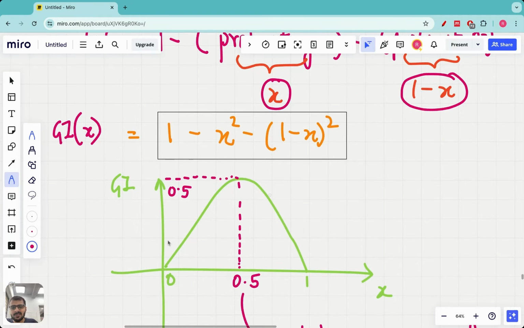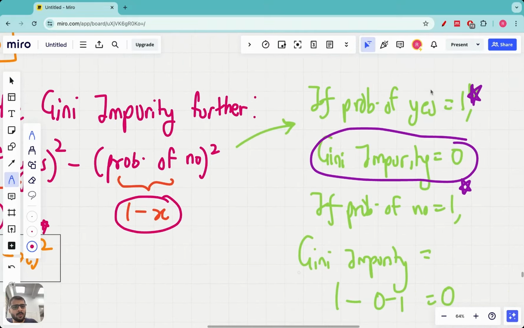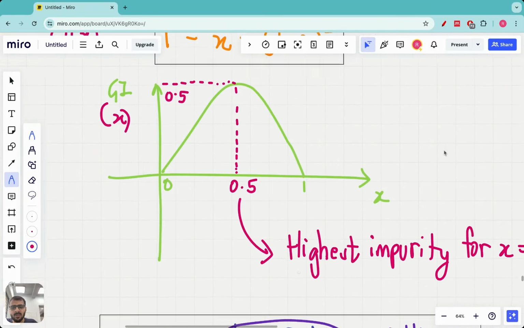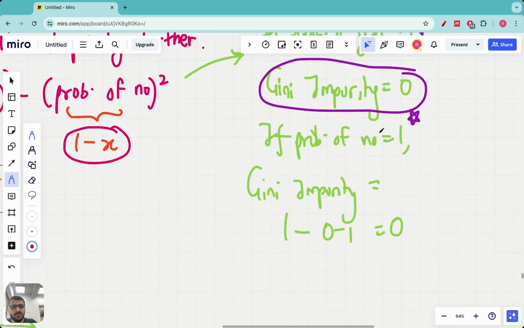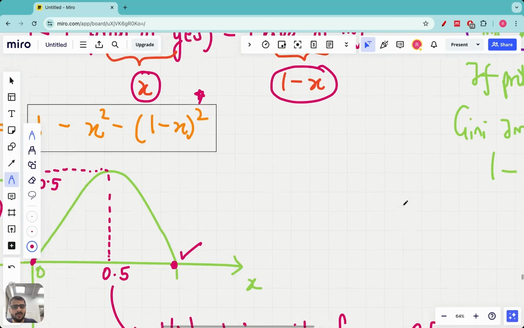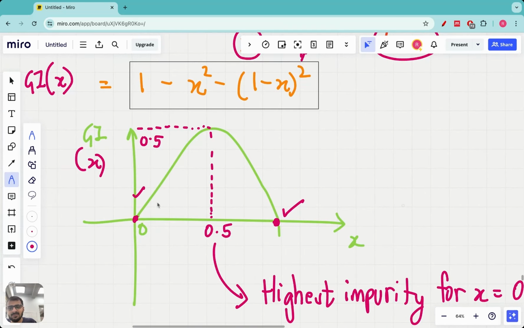And if you plot x on the x-axis and Gini impurity of x on the y-axis, this function will look something like this. So let's see whether it makes sense. If the probability of yes is 1, Gini impurity is 0. On the x-axis, I am showing the probability of yes. So if the probability of yes is equal to 1, we can see Gini impurity is 0. That's great. If the probability of yes is equal to 0, which means probability of no is equal to 1, then also Gini impurity should be 0, which is satisfied in this plot.